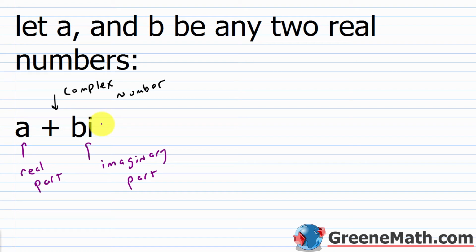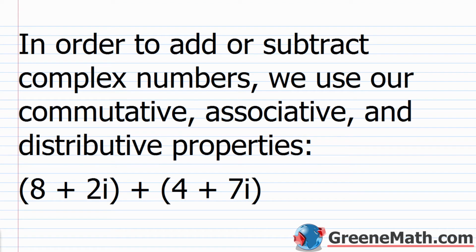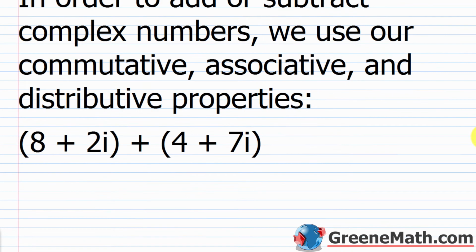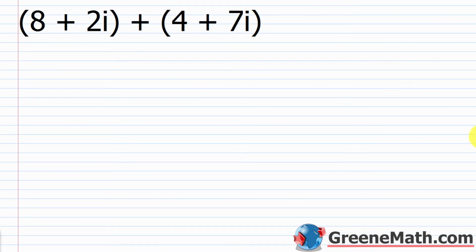You just need to understand the structure of this so that when we start working with complex numbers, we know, hey, this is how we can add or subtract them. And we're going to this part right now. In order to add or subtract complex numbers, we use our commutative, associative, and distributive properties. So we think about this the same way that we think about adding like terms.